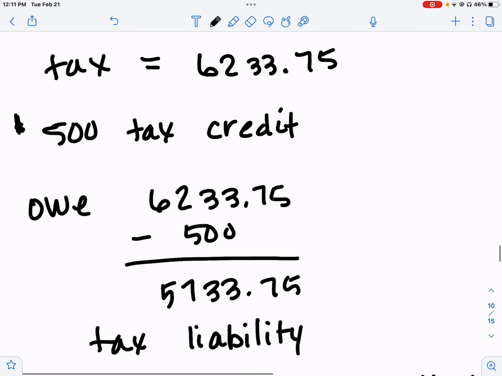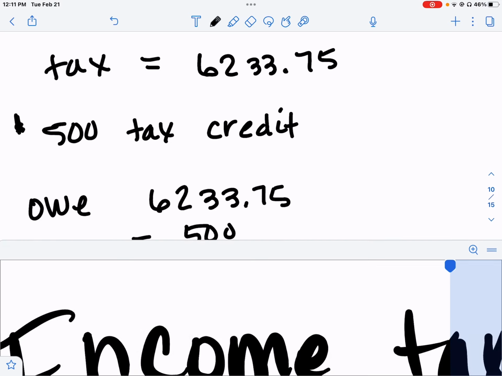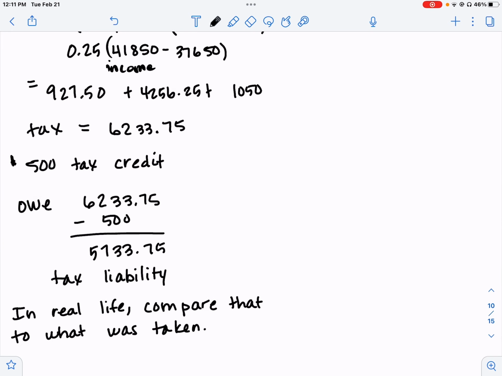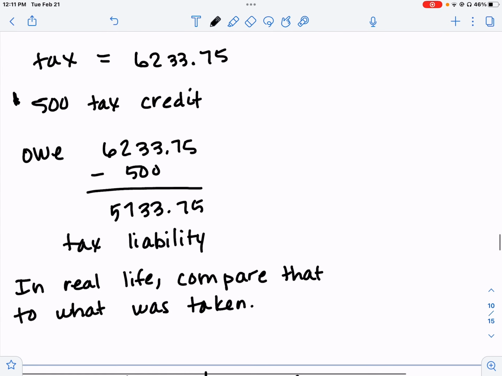Okay, a tax credit means it comes off of what you owe, so the tax liability you would subtract to get the total. Okay. Now, in real life, you would compare that to what was taken out. Okay. If 6,000 was taken out per year, this is your yearly taxes owed.